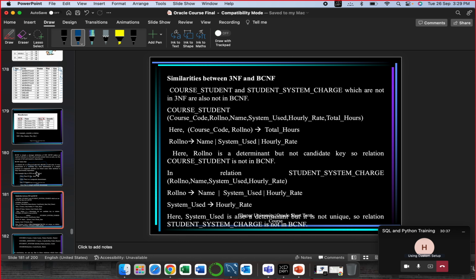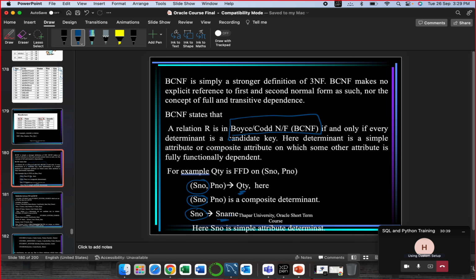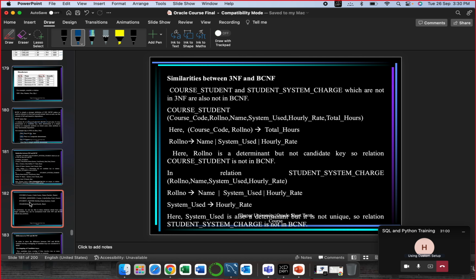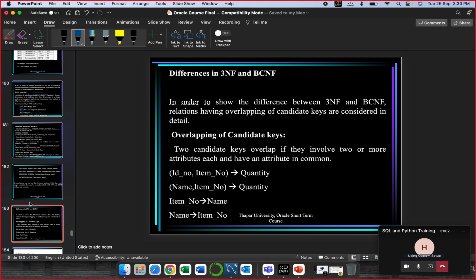For data to be in BCNF, every determinant should be a candidate key. If a determinant is not a candidate key, or is a composite key, it cannot be in BCNF, Boyce-Codd normal form. So that's not something that you should bother about.